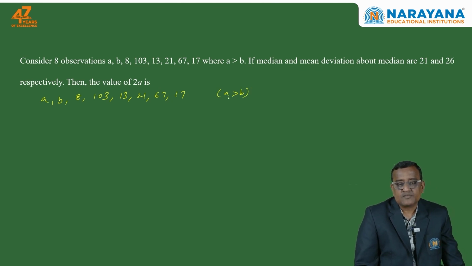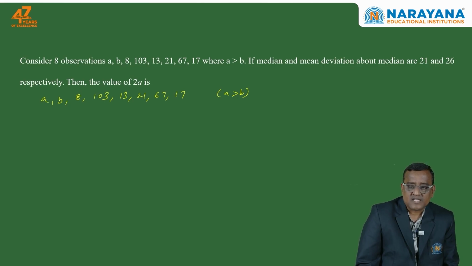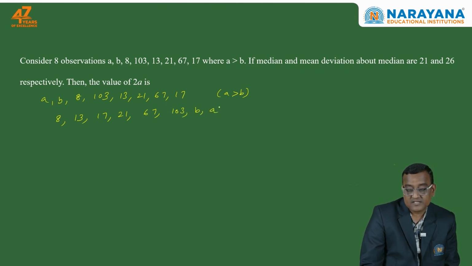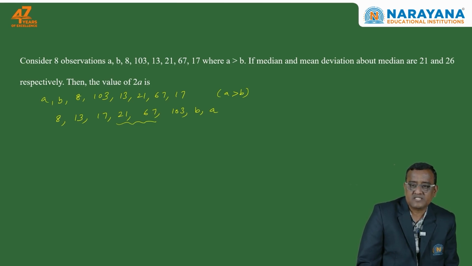Given the median of these 8 observations is 21. So to find the median of the given set of observations, first you write the observations either in ascending order or in descending order. So if you write the known numbers in ascending order, first you get 8, next 13, next 17, next 21, next 67, next 103. If you take B and A here, because given that A is greater than B, the median is the mean of these two, 21 and 67. The mean is not 21, because in the question the median is given as 21.